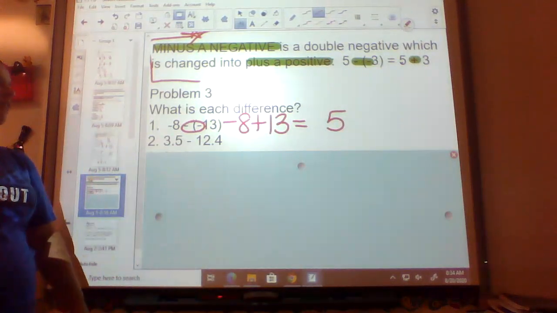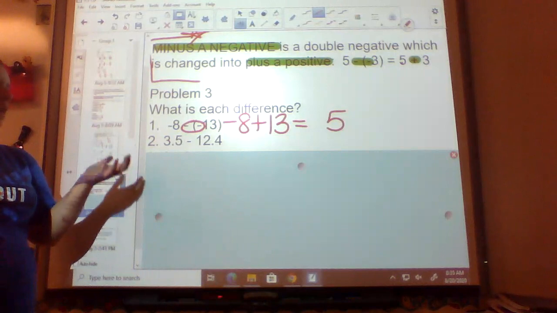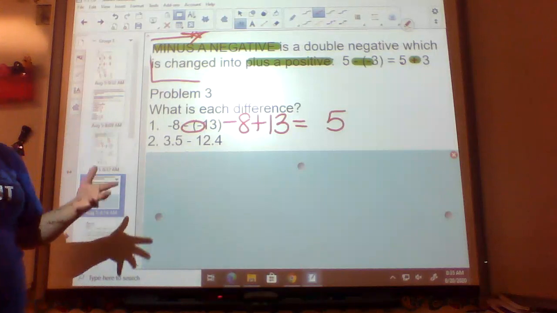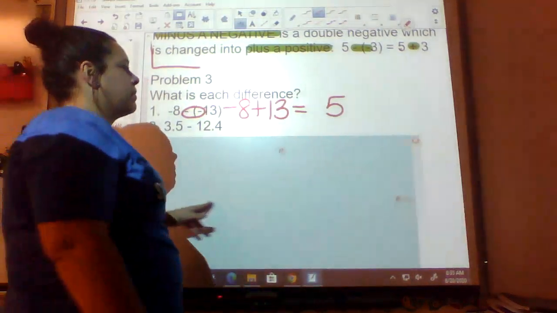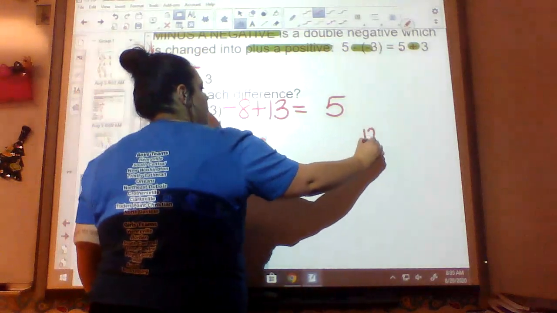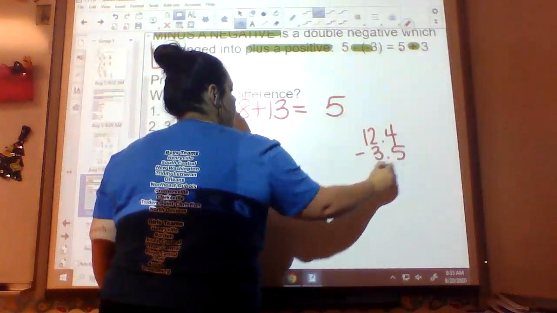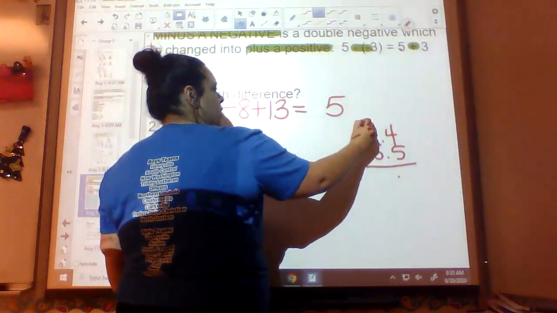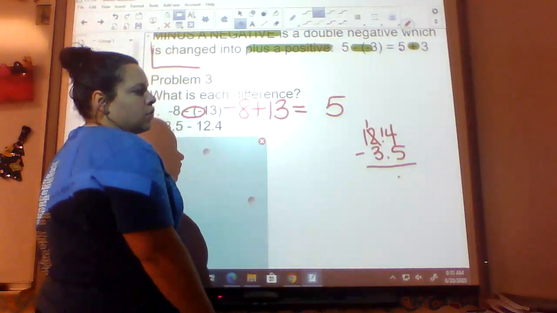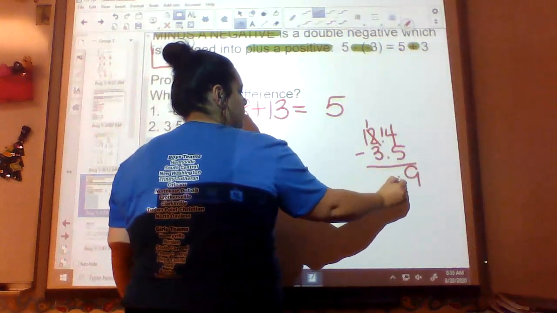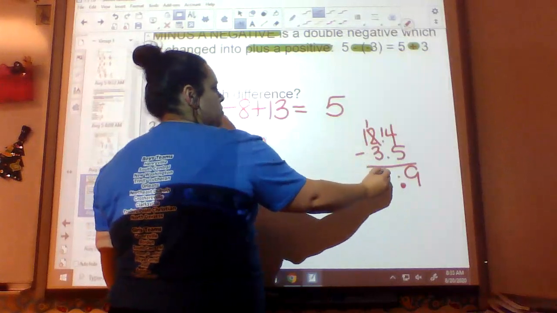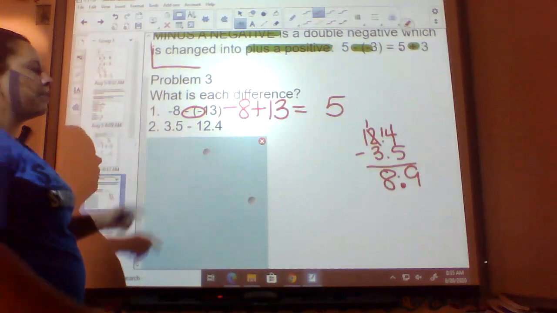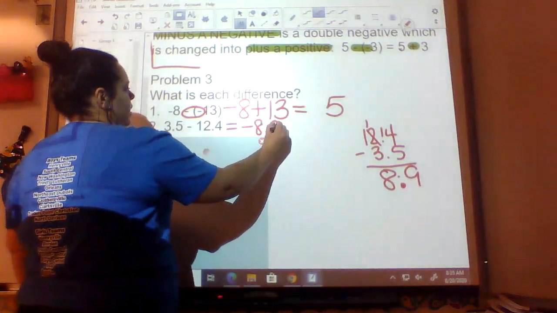All right, 3.5 minus 12.4. Okay, they're different signs. This is a positive 3.5. This is a negative 12.4. So I'm going to subtract here. Okay, I'm going to give myself some room over here. So I'm going to do 12.4 minus 3.5. Okay, so I can't do 4 minus 5, so I'm going to borrow from that 2. So that'll become a 1. That'll become a 14. So 14 minus 5, that's 9. Put my decimal a little bit bigger there. And 11 minus 3, that's 8. So 8.9. But the 12.4 is bigger and it's negative, so this is negative 8.9.